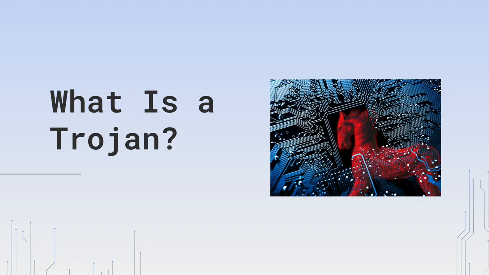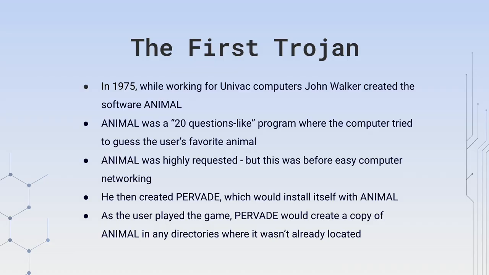Oftentimes we see emails, like phishing emails, or even try to download software that seems legitimate but can contain these malicious Trojan software. So let's talk about the first Trojan, Animal Pervade.